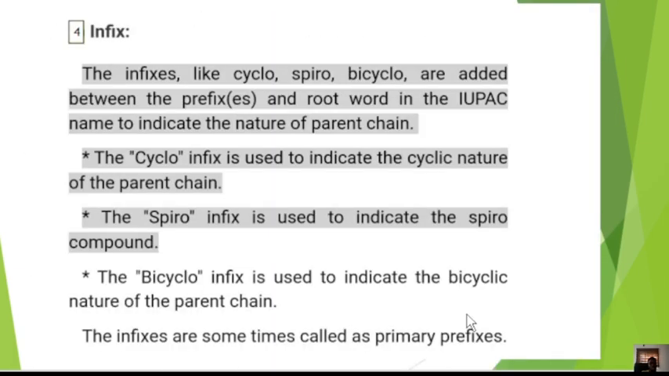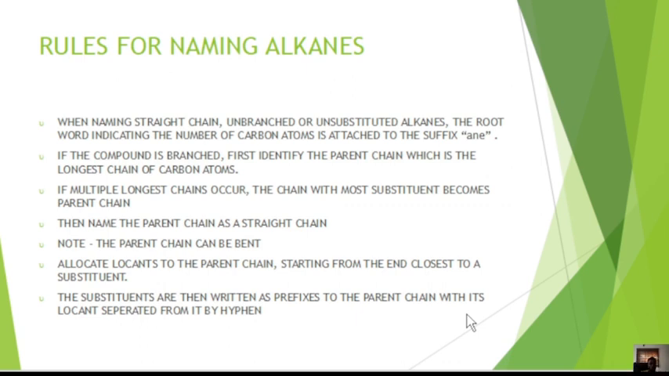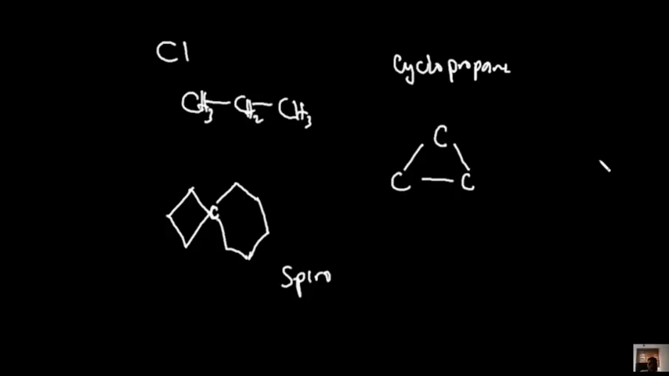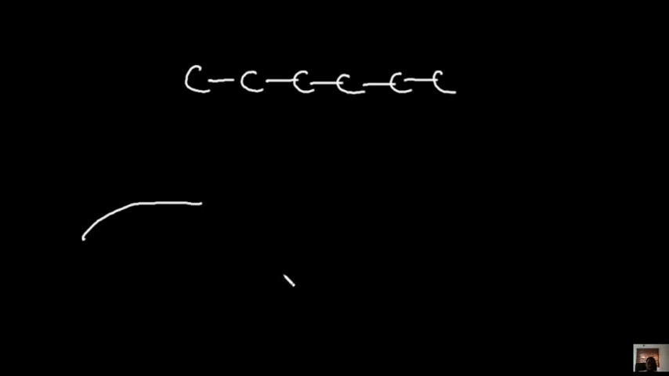Okay, so for now, we are going to be considering the rules for naming alkanes. First rule, when naming straight chain, unbranched or unsubstituted alkanes, the root word indicating the number of carbon atoms is simply attached to the suffix "-ane". Very simple. What this simply means is this. If, for instance, I have an organic compound and you notice that it is simply a straight chain, there is no branching. It can be bent like this, it can be bent like this. The point is that there is no branching.